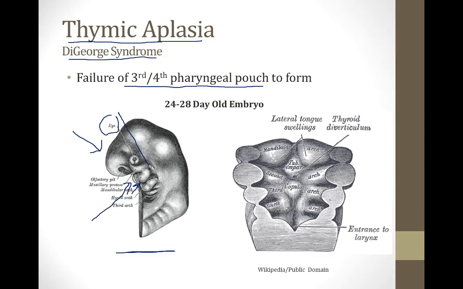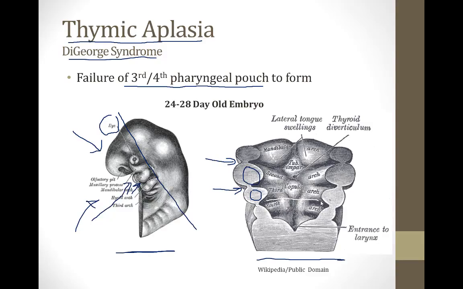If we were to dissect this fetus like this and turn it over and look down at it this way, we would see something like what's on the right side of the screen here. These are the pharyngeal grooves right here, these little spaces between each little bump. And each bump is a pharyngeal arch. So these are the pharyngeal arches right here.